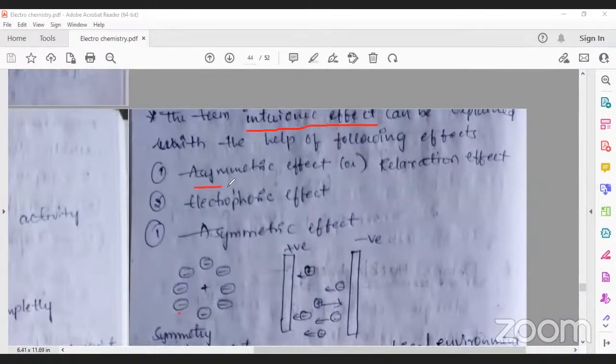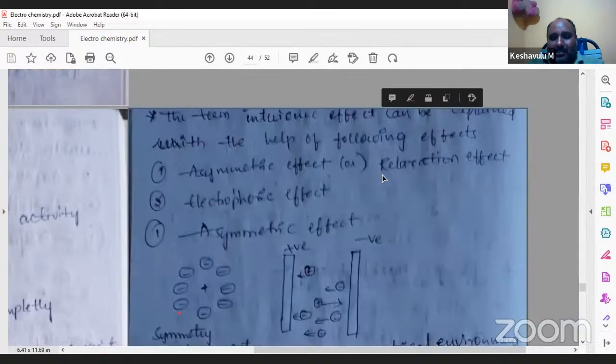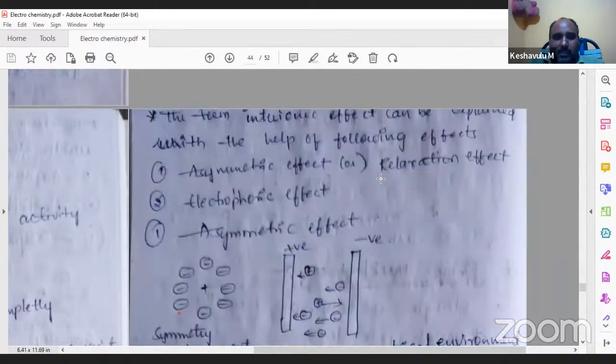What are those two effects? The asymmetric effect and the electrophoretic effect. One effect is called what? The asymmetric effect. The other is the electrophoretic effect. This asymmetric effect is sometimes called the relaxation effect. What is the asymmetric effect? We'll see. Okay, so is it understandable, the assumptions of Debye-Huckel?